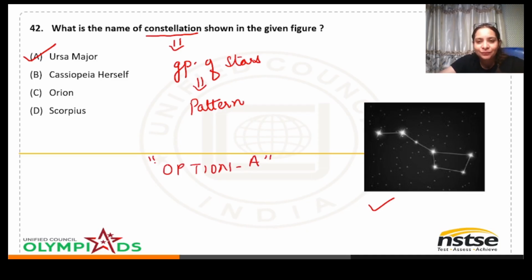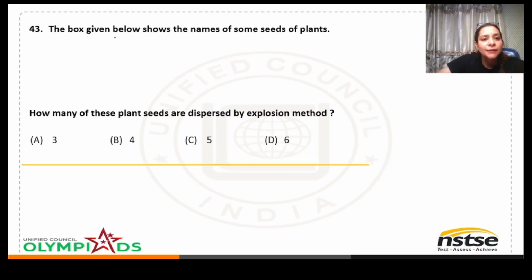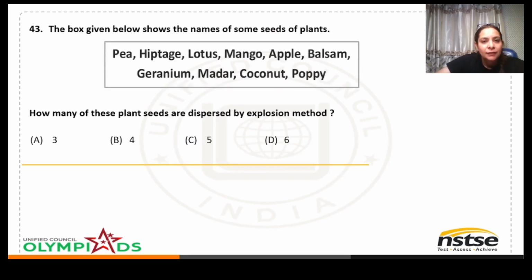So that means which answer is correct? Option A. Next, the box given below shows the names of some seeds of the plant. So here we have a few seeds given: pea, hyptage, lotus, mango, apple, balsam, geranium, madar, coconut, poppy. So how many of these plant seeds are dispersed by explosion method?